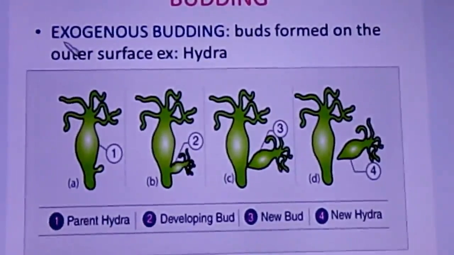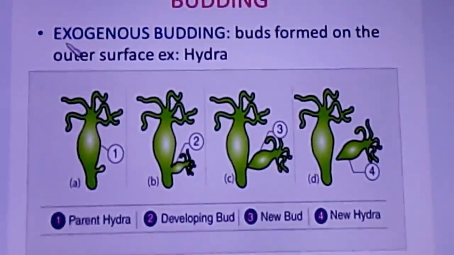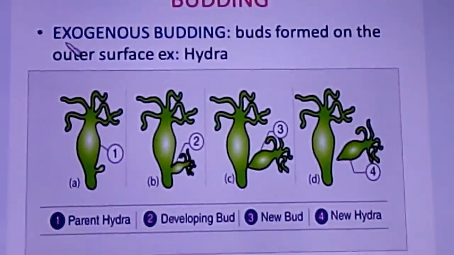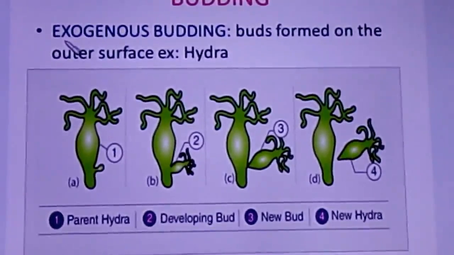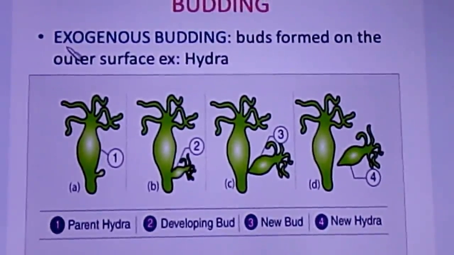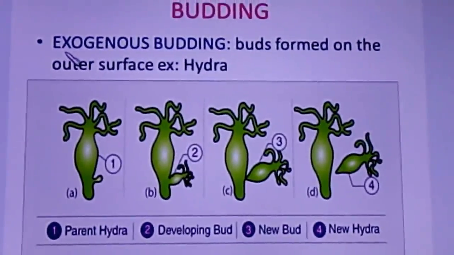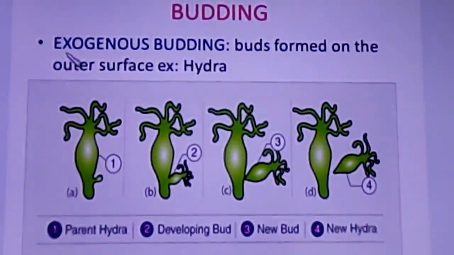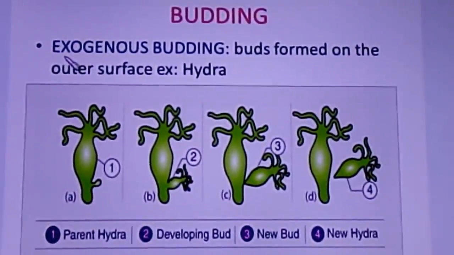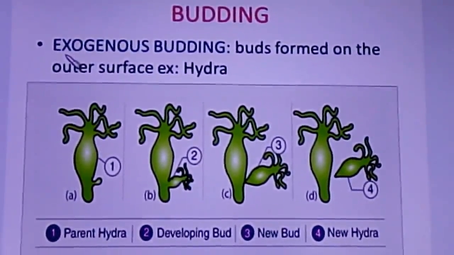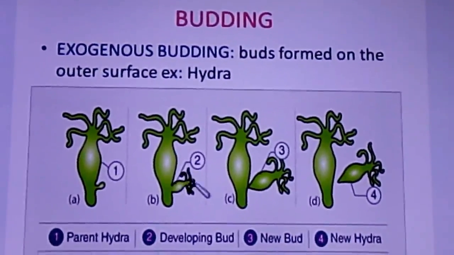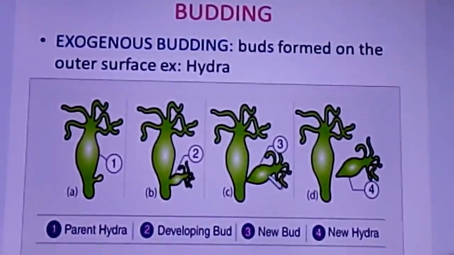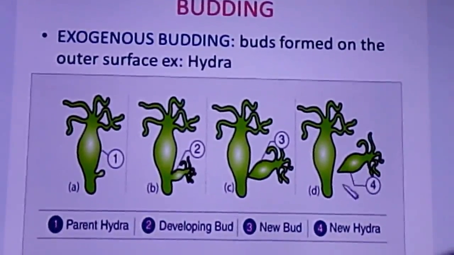Usually this exogenous budding takes place when the condition is favorable for the organism, or when the amount of food it receives is plentiful. The ectodermal cells and the endodermal cells together evaginate, so it protrudes outside the body. Then slowly it develops tentacles like the parent body, and when it matures, it detaches from the parent body and develops into a separate individual organism.